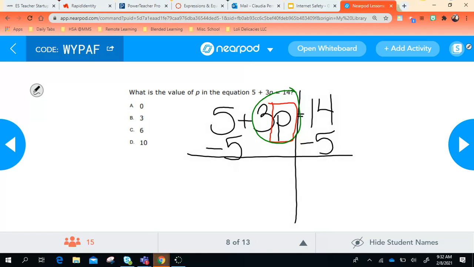So if I take 5 minus 5, it's going to give me 0. So we're going to go ahead and cross it out. Remember, I don't need to write 0 on the bottom. On your paper, what is 14 minus 5? So go ahead and put these steps down there. What is 14 minus 5?